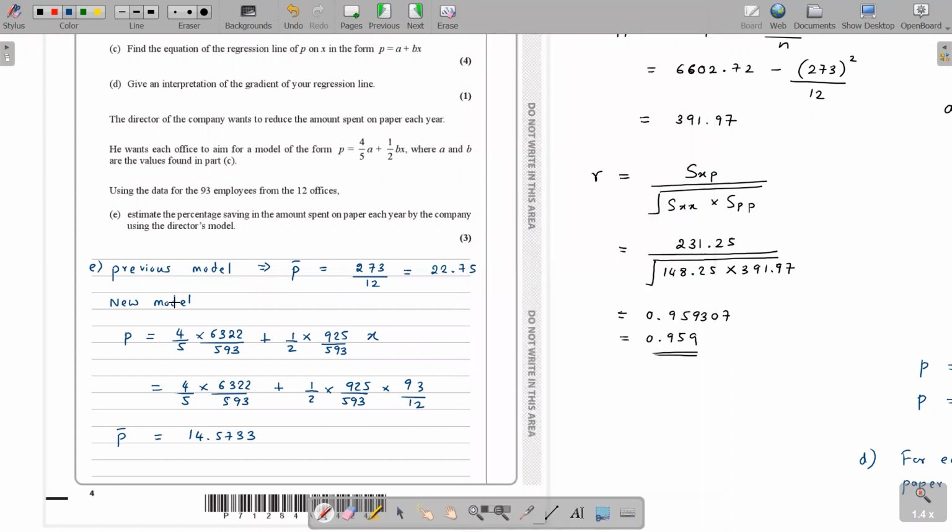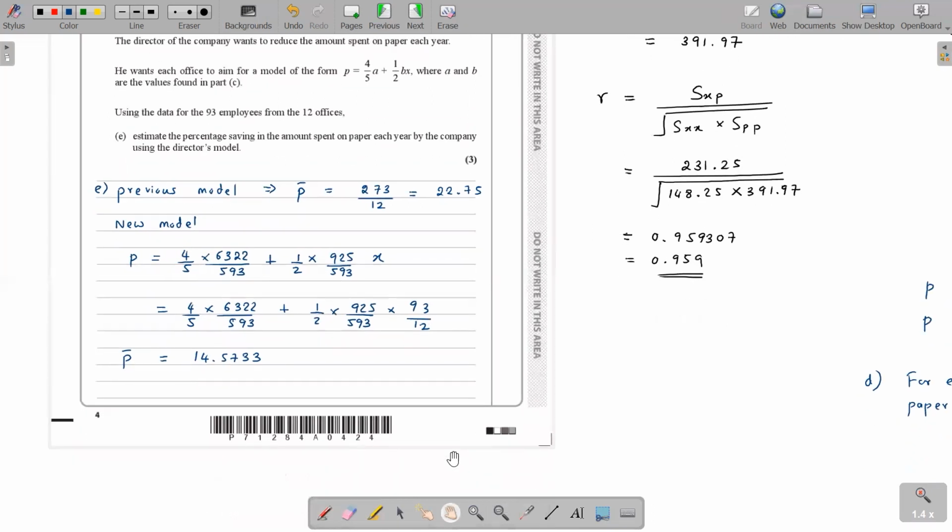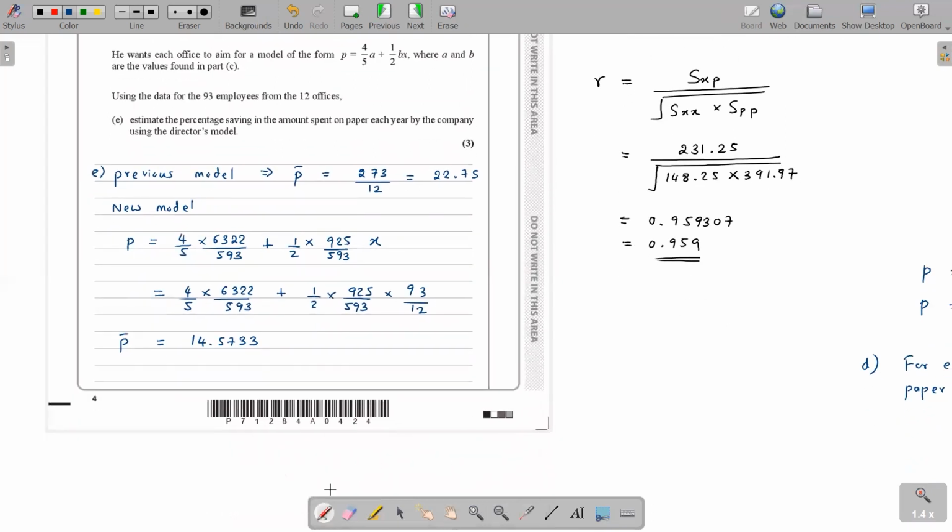So here I'm taking from the previous model, I found the average amount spent. So from this model also, I should take the average amount. That's why I use X bar here, and I got the average amount spent from the new model as well. So you can definitely see that the new model has reduced the amount spent on paper. So now I have to find the estimated percentage saving.